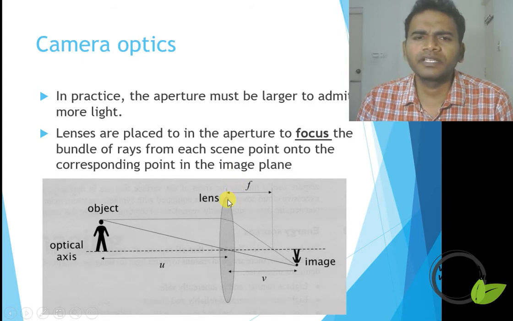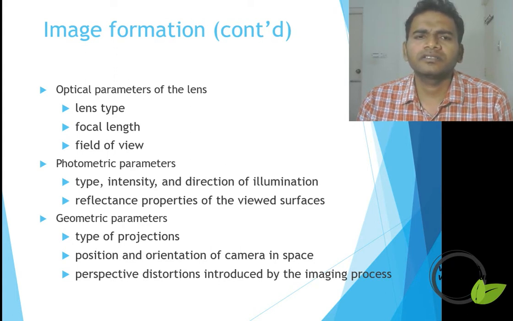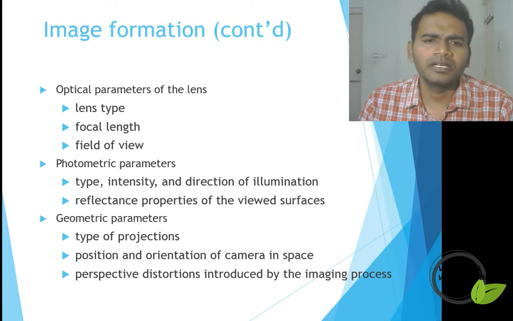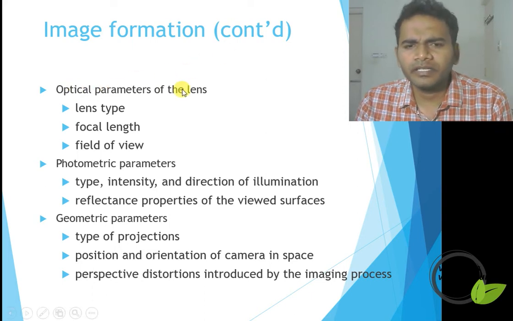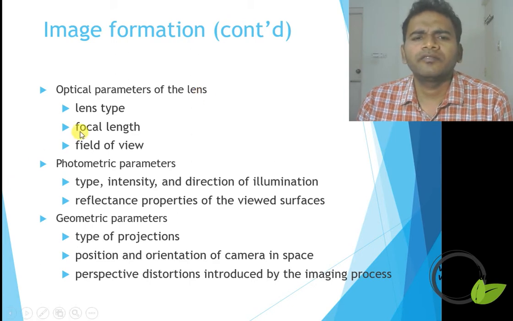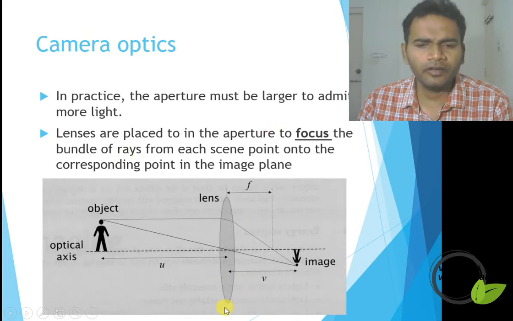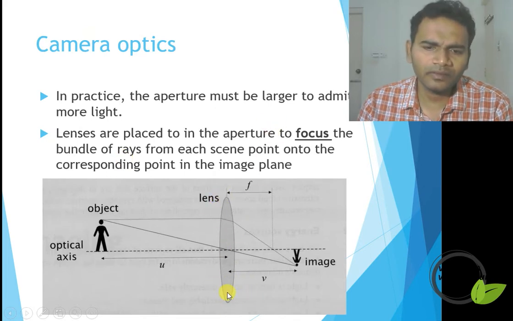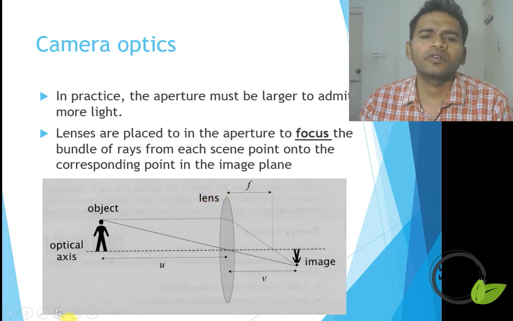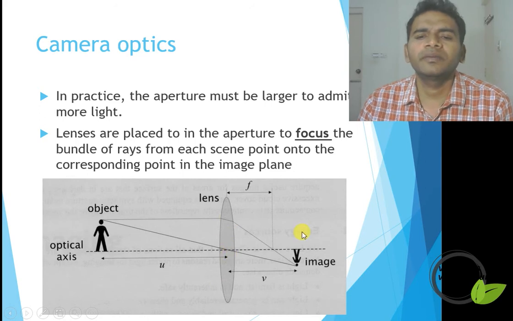So let us move on to the next slide. What image information should we consider for selecting a typical camera? The optical parameters of the lens are the lens type, focal length and field of view. In the previous part, I forgot to tell you about the field of view. Field of view is the total extent that the lens can focus on an object. So the larger the lens, the better the field of view.